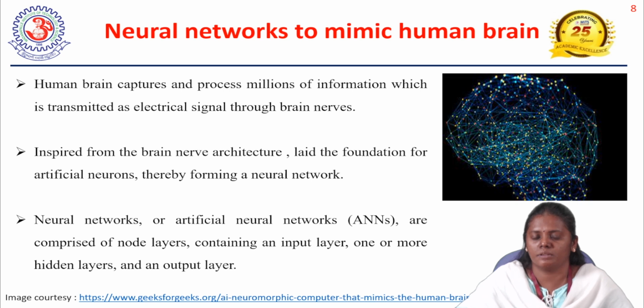Similarly, inspired from the brain nerve architecture, it laid the foundation for artificial neurons, thereby forming a neural network. So in case of deep learning, we are going to develop a neural network, and that is inspired from the working nature of human brain nerves. How the brain nerves are getting electrified, or getting switched on by transmitting the electrical signals. Likewise, here also, the artificial neurons are going to get sparked, or get electrified by the transmission of the data.